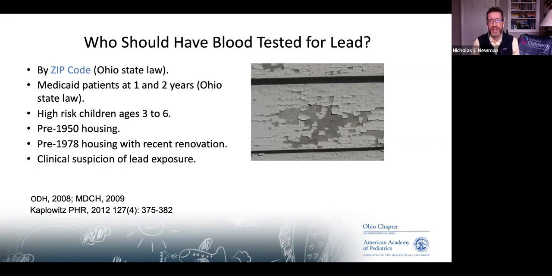And then, of course, things that put them at risk are children who live in pre-1950s housing or 1978 housing with a recent renovation, or if there's some clinical suspicion of lead exposure. And I just bring that up because the way the law is written, it actually states that if the clinician feels that there's some other reason that's presented as to why the child needs lead testing, it can be done. Next slide, please.